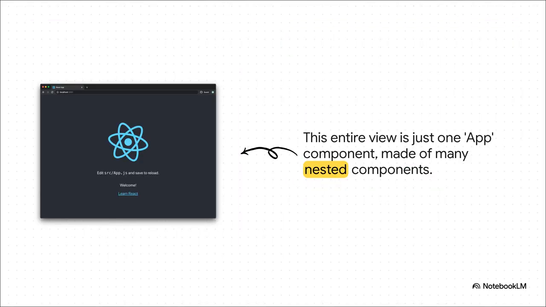Take a look at this. You're looking at a pretty complex screen, right? Well, in the world of React, this whole thing is probably just one big app component. And inside that app component, you've got smaller components for the sidebar, the main feed, and so on. They're all nested together like building blocks, creating a clean, logical structure.